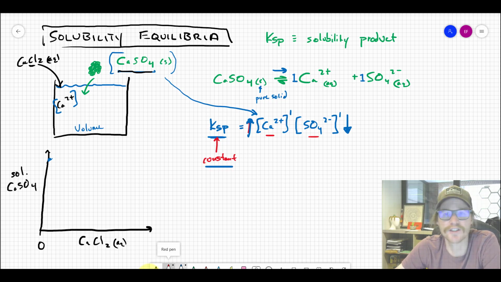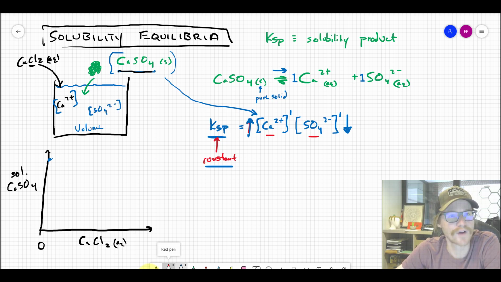You can't change that. The product of these two concentrations has to remain fixed, has to equal a constant at equilibrium. So if you crank up calcium by adding something else, sulfate has to decrease. How do you decrease the concentration of sulfate in the solution?